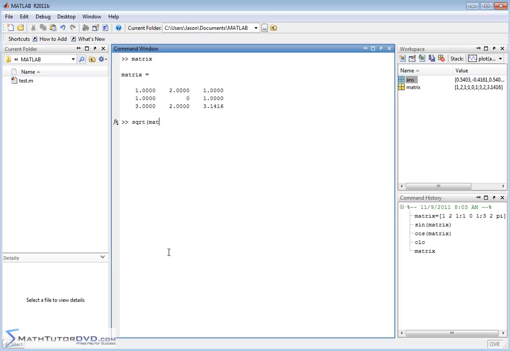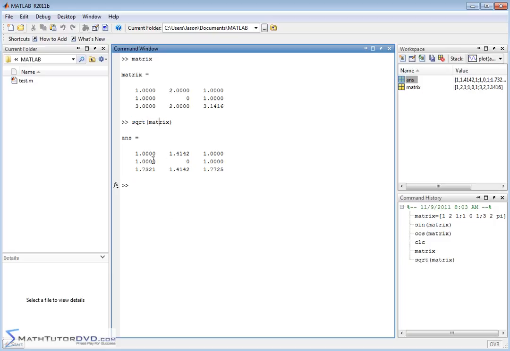This is a good way to illustrate something. If you apply the square root, then what's going to happen is you're going to take the square root of each of the elements, right? So the square root of 1 is 1, the square root of 1 is 1, the square root of 3 is 1.7, and so on. The square root of 2 is 1.41, and so on. So basically it takes the square root element by element by element.